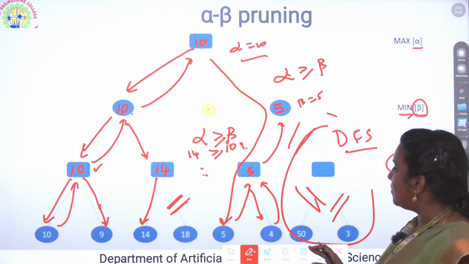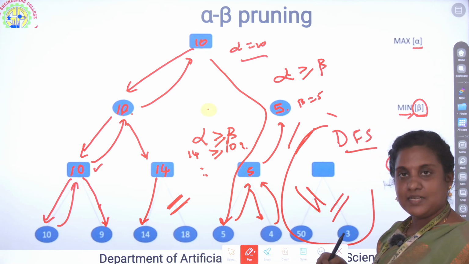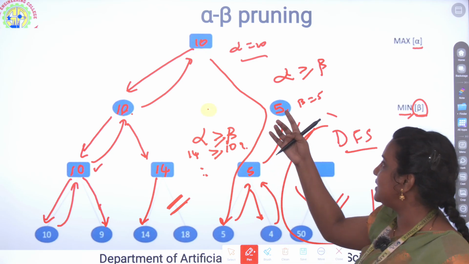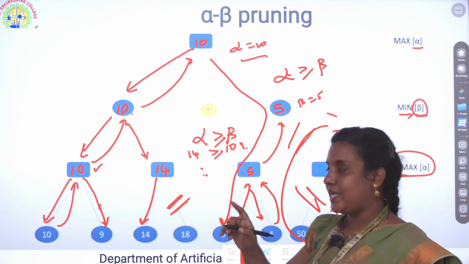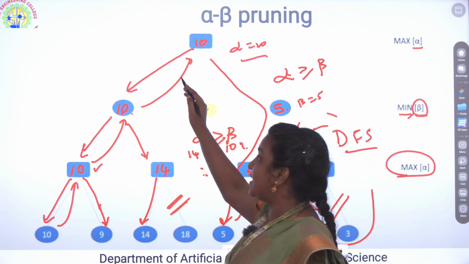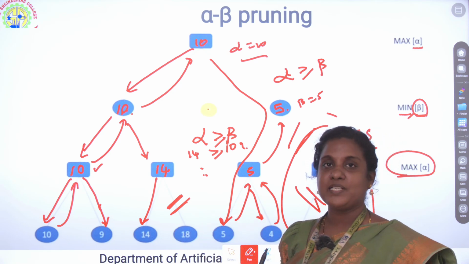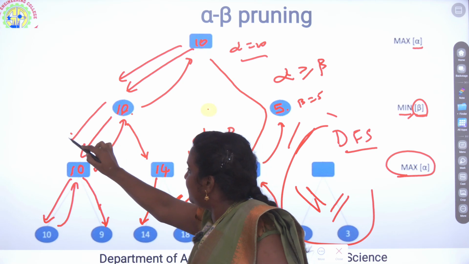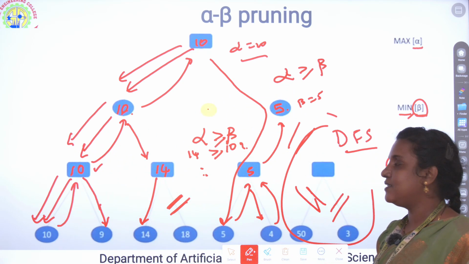So this is how it reduces the time for traversing the whole tree to determine the root node value. Here the root node value is 10, and wherever the value 10 is assigned, it will find that particular path. So this is the most convenient path for the root node, 10.